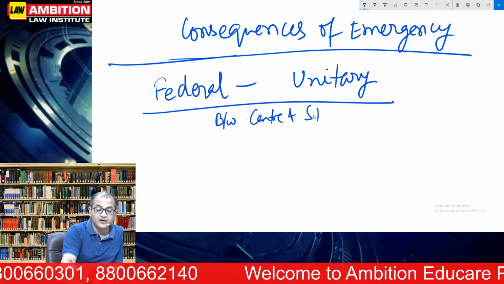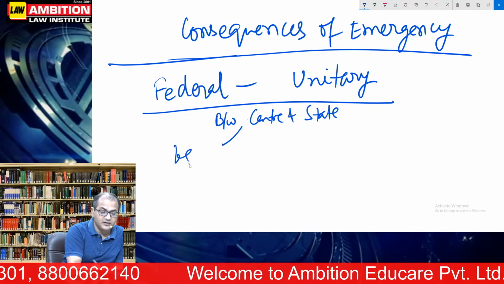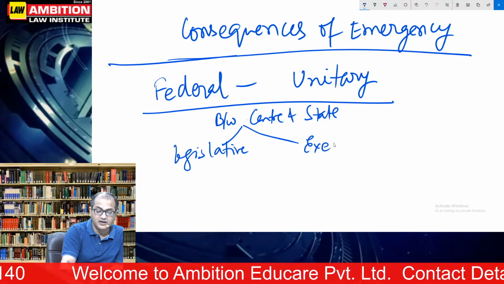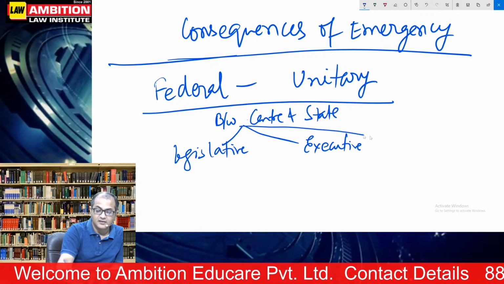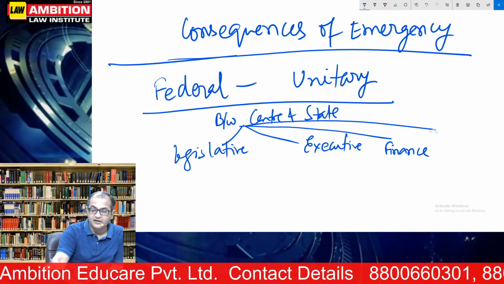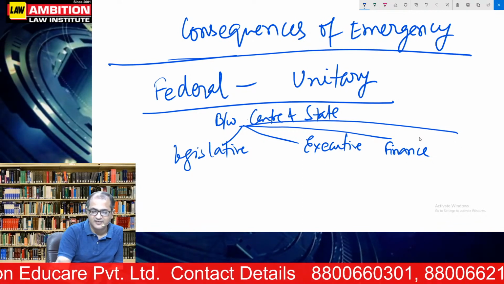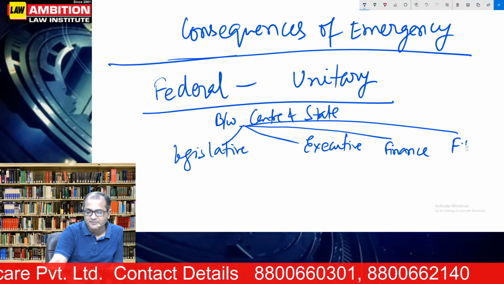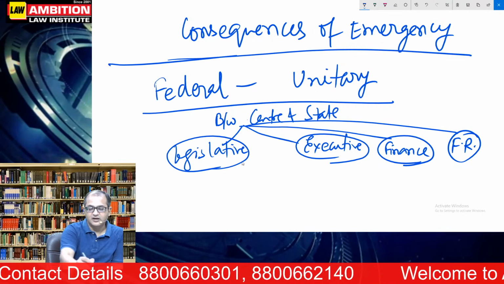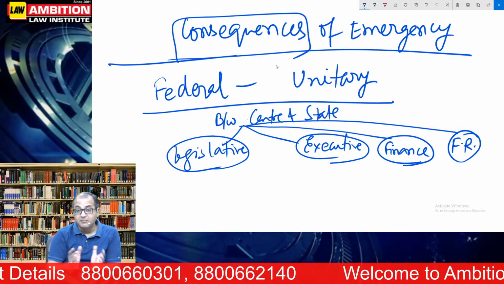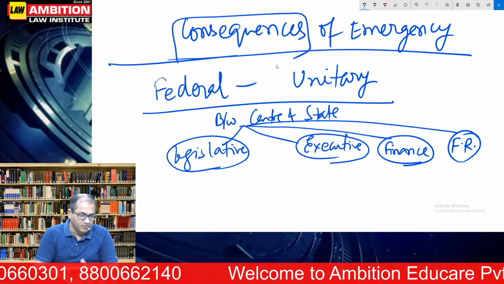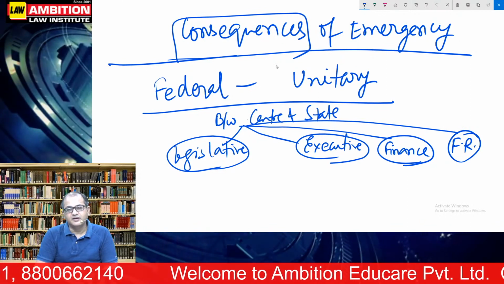see how we can remember: legislature related, so effect on legislature, executive related, finance related, and fundamental right related. This is not between center and state, but fundamental right related. So these are four major points under which you can remember the consequences. This is how you can memorize things better. You can create your own synopsis. You can make your own powerful PowerPoint presentation.